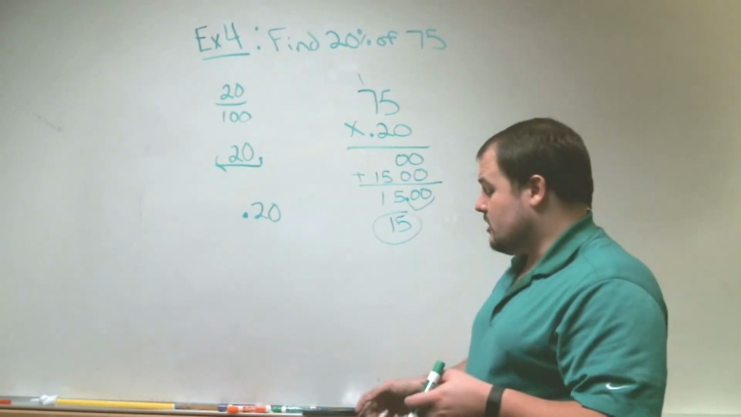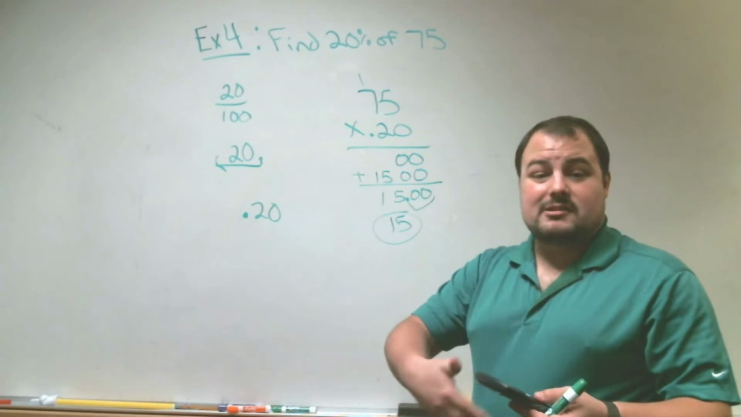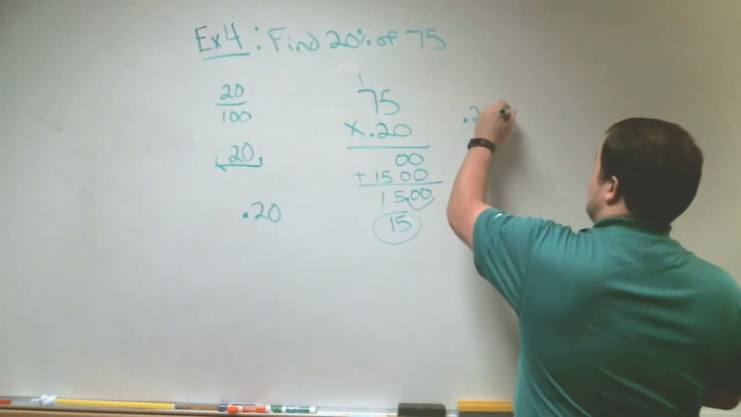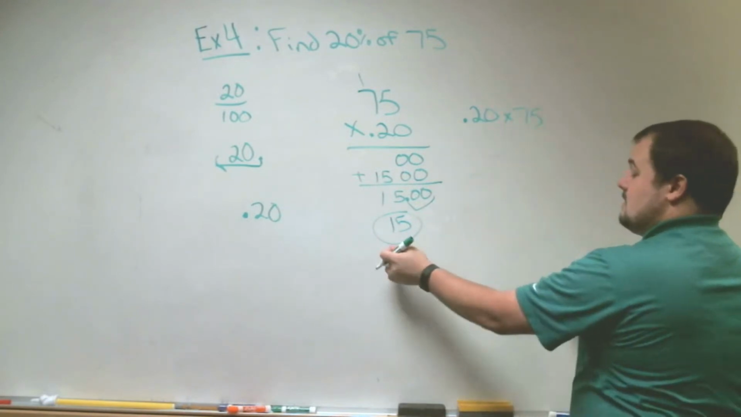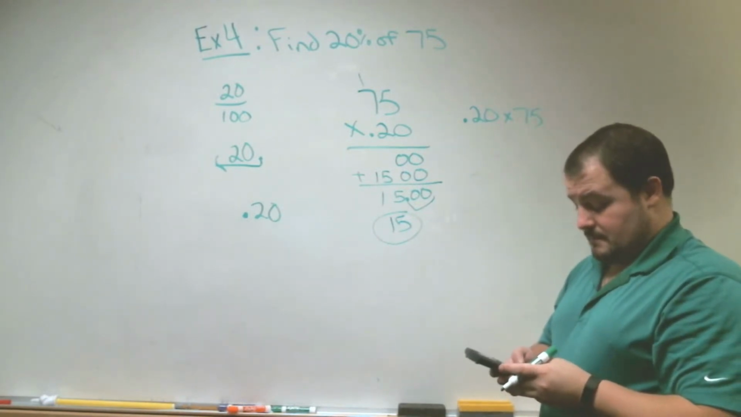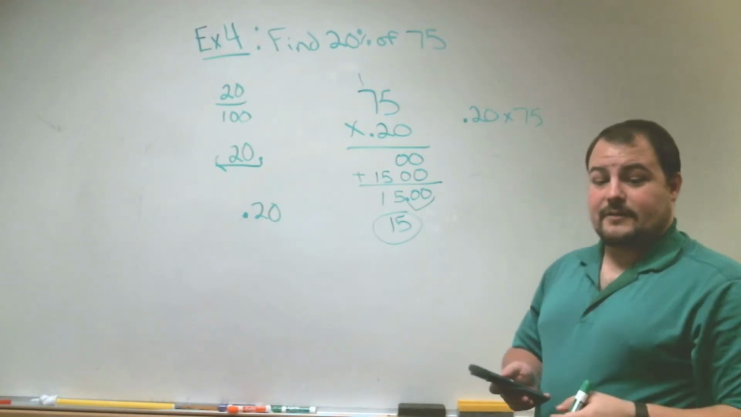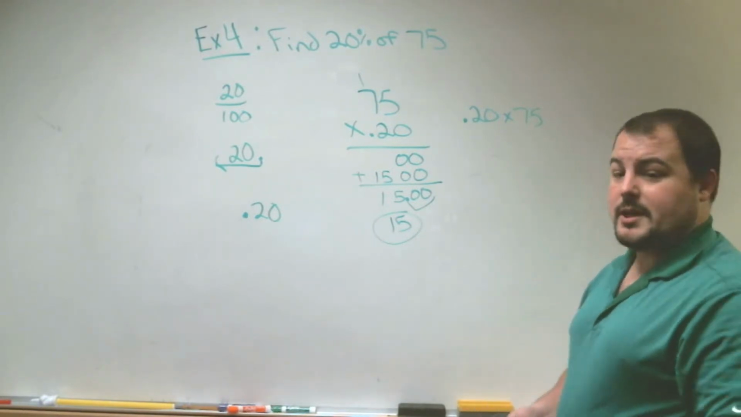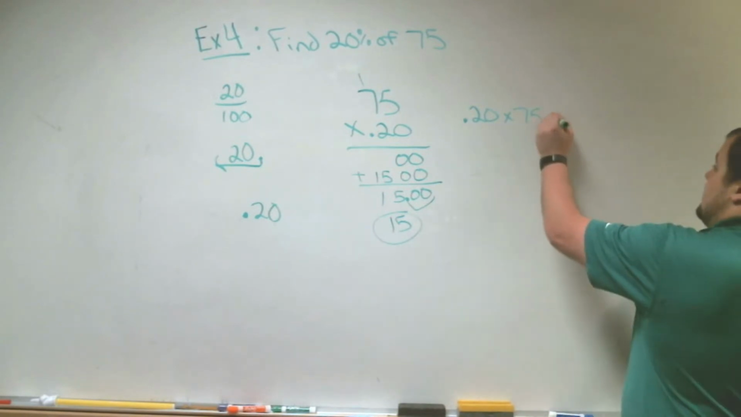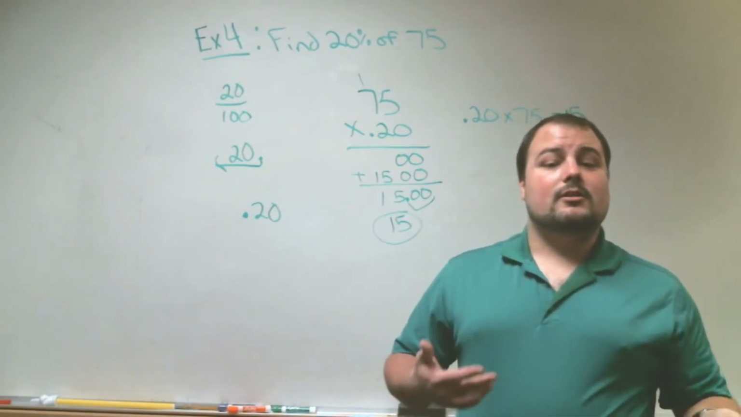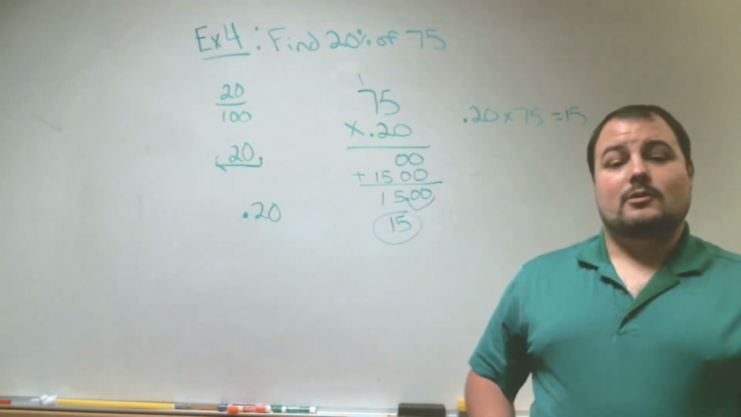And we can go ahead and check that in our calculator by typing exactly the same thing. We can type in our calculator 0.20 times 75 and see if it gives us 15. And I got 15, which is exactly right. So I know that the answer I got when multiplying is the same answer I got when using a calculator to check my work. And that's how we do it.